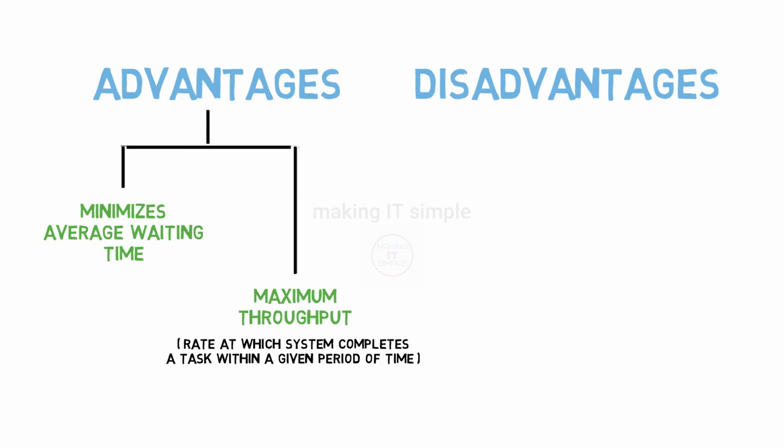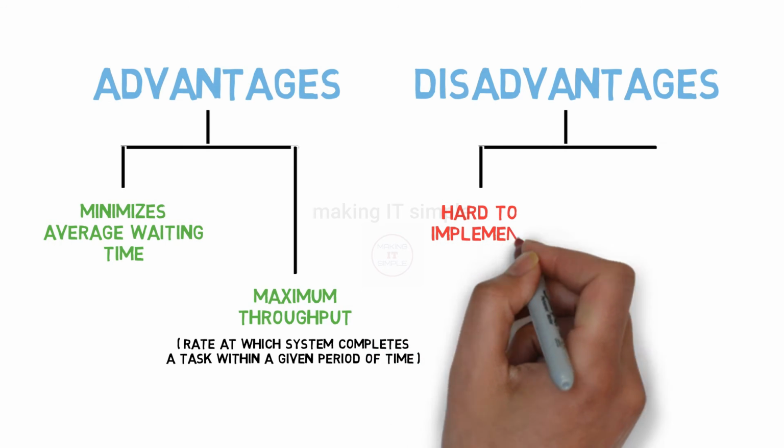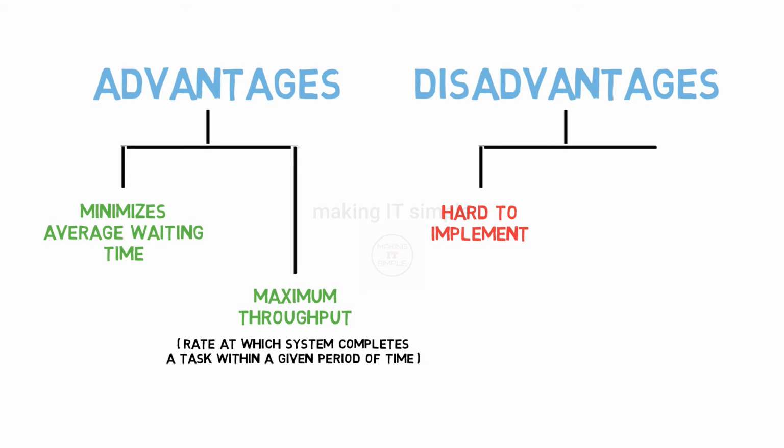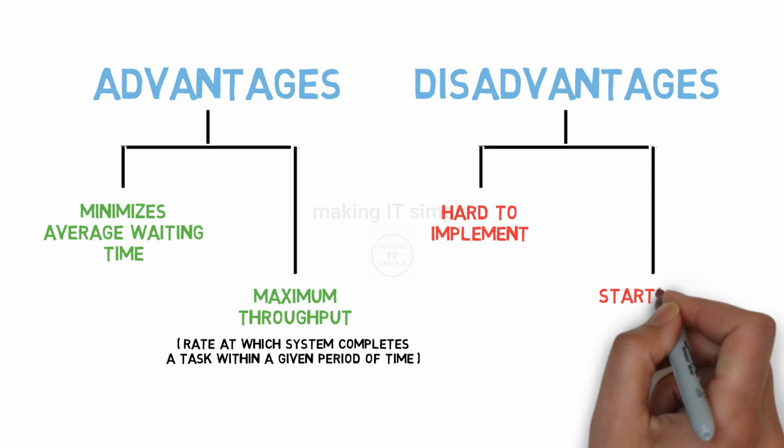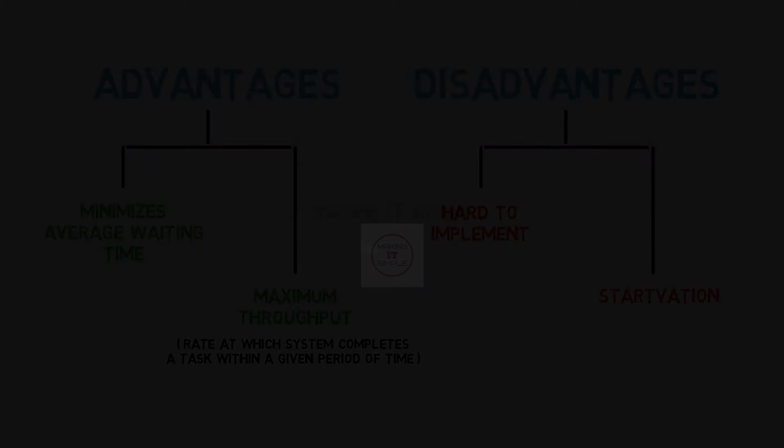Now talking about its disadvantages, first one is that it is hard to implement. SJF works on scheduling based on burst time, but it is practically very hard to predict the burst time of any process in advance. So it is not a very implementable algorithm. Second disadvantage of SJF is starvation. Now what is starvation and how does it occur? Let us try to understand using an example.